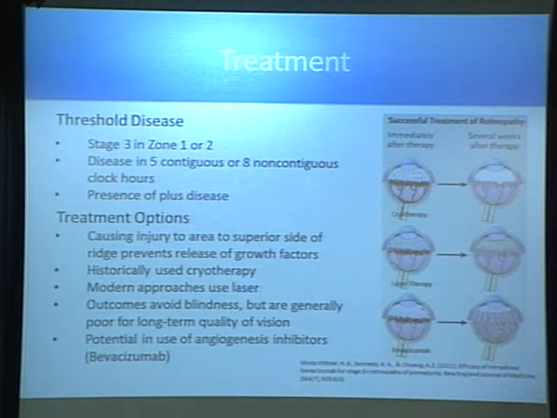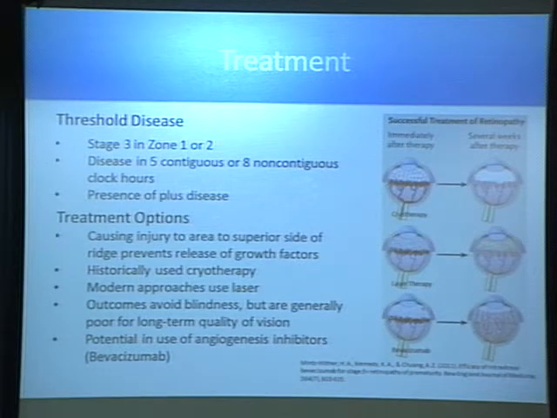So what happens if you do need treatment? So we have threshold disease, which is, once you pass that point, it becomes fairly likely that the disease is going to continue progressing until it's treated or result in some sort of detachment or blindness. And what we look for there is stage 3 disease, which was that really pronounced ridge in zones 1 or 2, so close to the center of the eye in the field of vision. And you're looking to see if you see the disease in 5 contiguous clock zones or in 8 total clock zones, and then also the presence of plus disease. Because all those things are pretty good indicators that the disease is going to continue progressing.